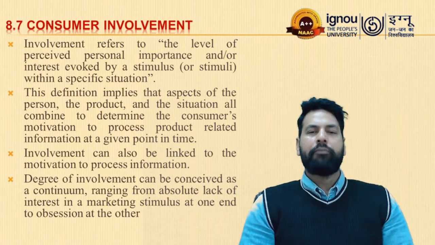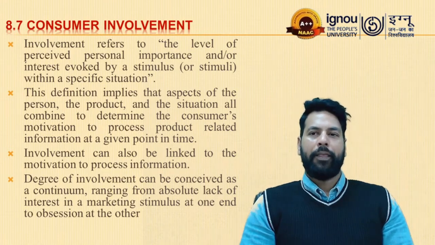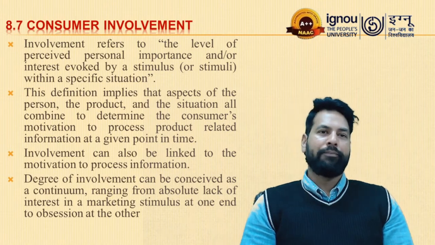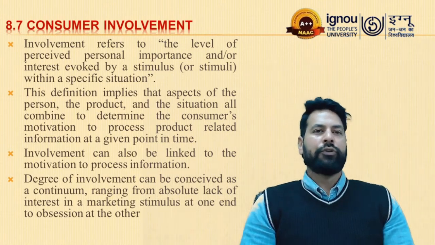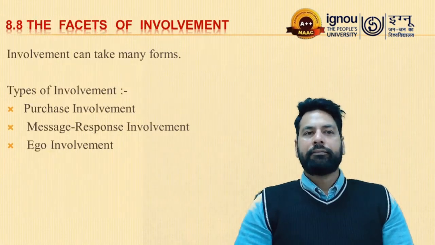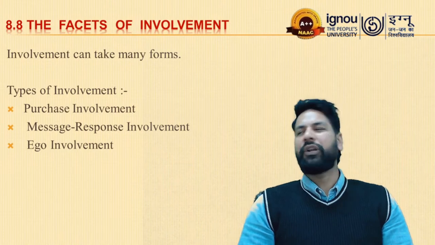That has got a lot of money, I have to pay for it. So my involvement increases. So we spoke about motivation. We spoke about Abraham Maslow's motivational theory. We also spoke about the involvement of consumer. Look at this. Involvement can take many forms: purchase involvement, message response, ego involvement.